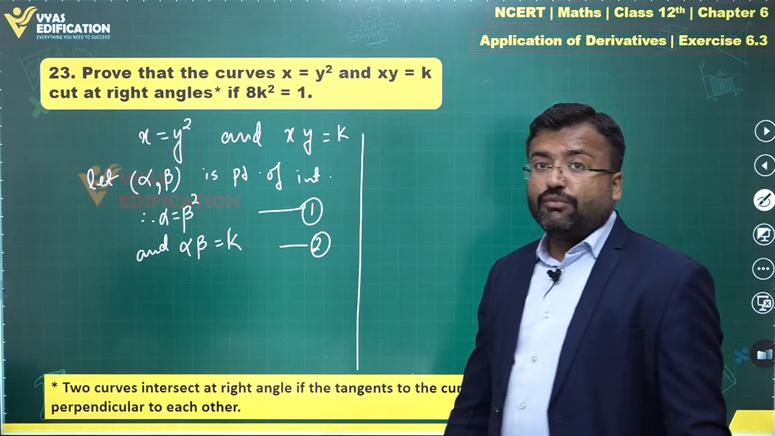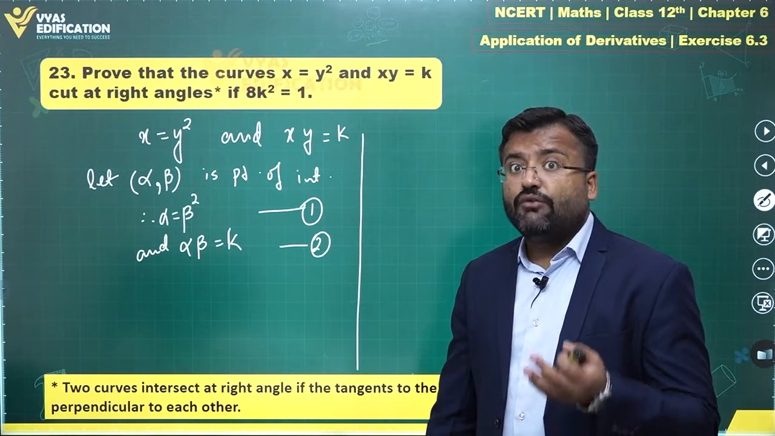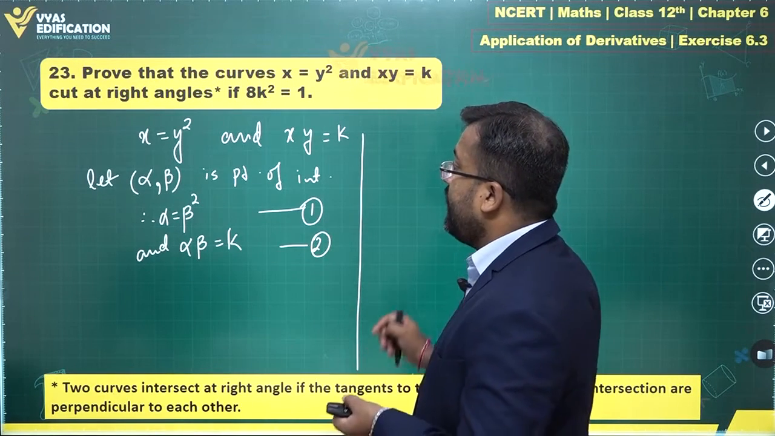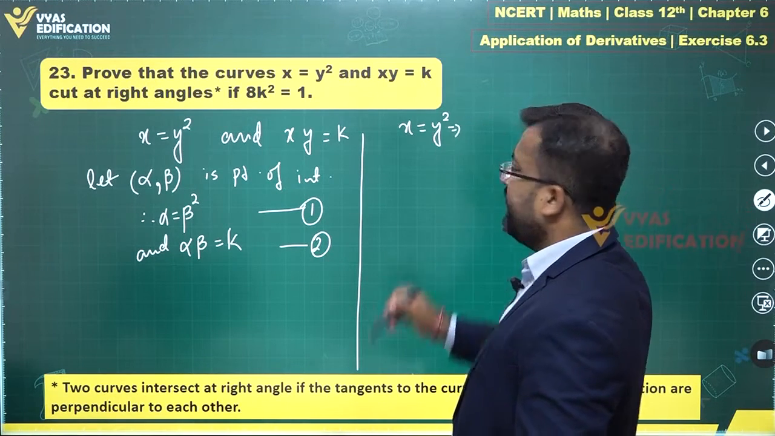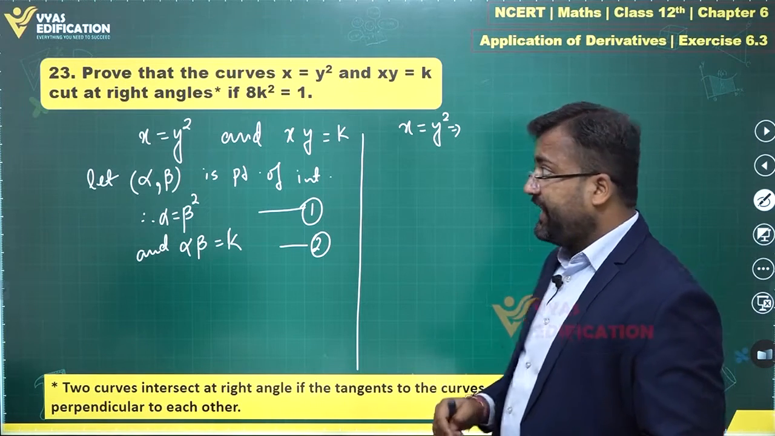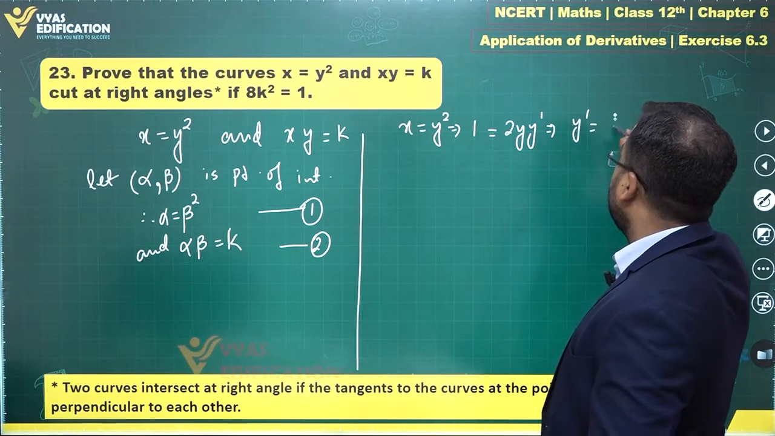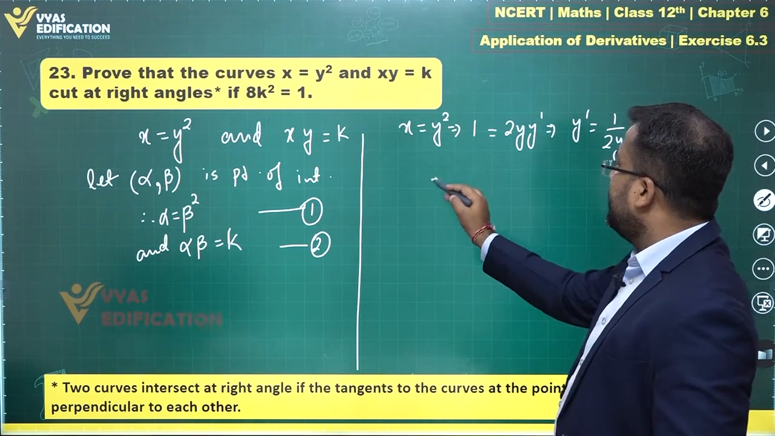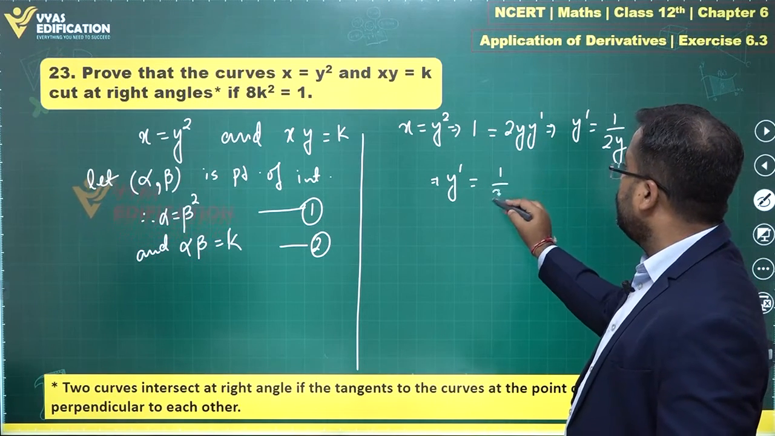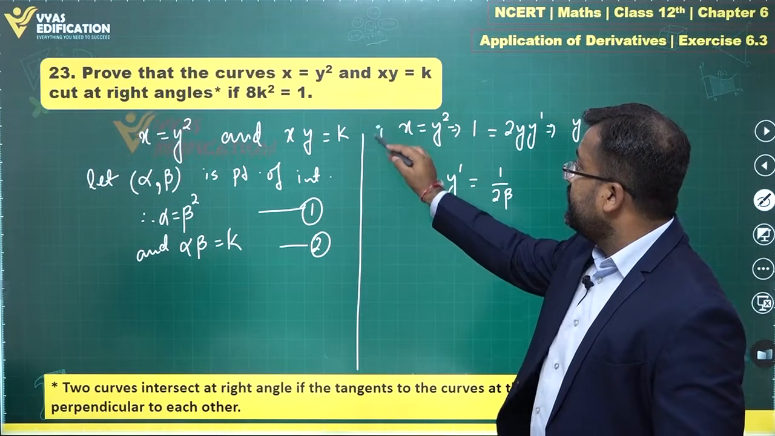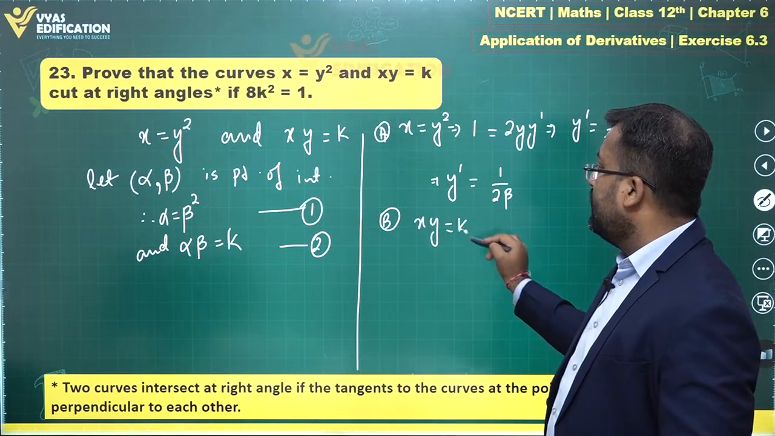Okay, and we have to prove that these intersect at right angles. So for that, we'll have to find the slope, that is the derivative at this point (alpha, beta). Differentiating the first one, x equals y squared, with respect to x, this will tell me 1 equals 2y y prime, which gives y prime is equal to 1 upon 2y. This further tells me the slope will be equal to 1 upon 2 beta.